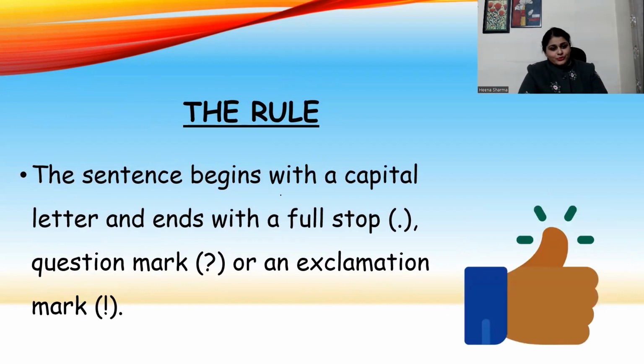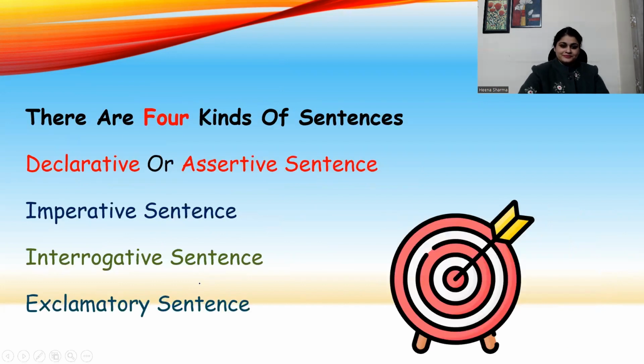Children, there's a very common rule. The sentence begins with a capital letter, always, and ends with a variety of punctuation marks, such as a full stop, question mark, or an exclamation mark. Now, there are majorly four kinds of sentences in English grammar: declarative or assertive, imperative sentence, interrogative sentence, and exclamatory sentence.